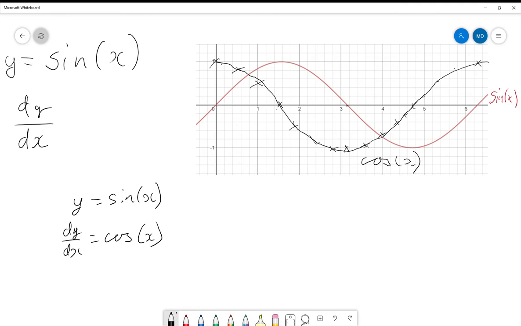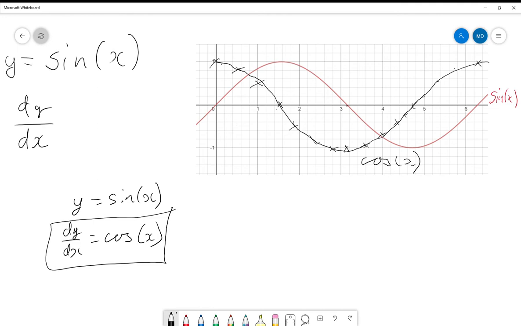Now, this is not a proof. We will be going through the proof in the next video, but what I want you to see is that this makes sense. It really is the case that if I measure the gradient of the graph of y equals sine of x, I do get the graph of y equals cosine of x, or in this case, dy by dx is cosine of x, because we're looking at the gradient. And there's a nice little rule to remember to help us think about this.